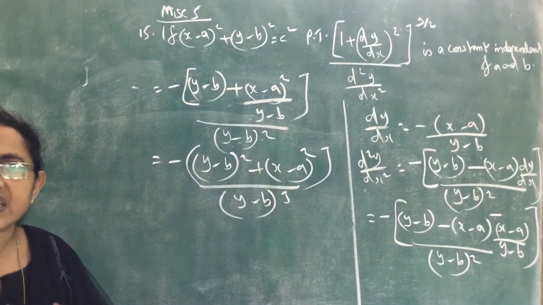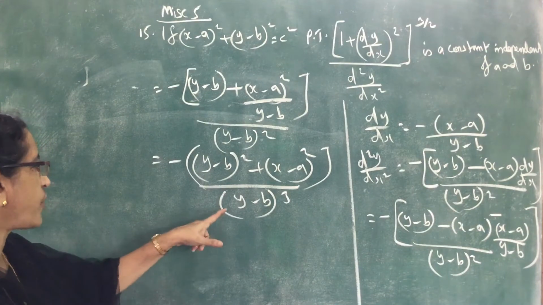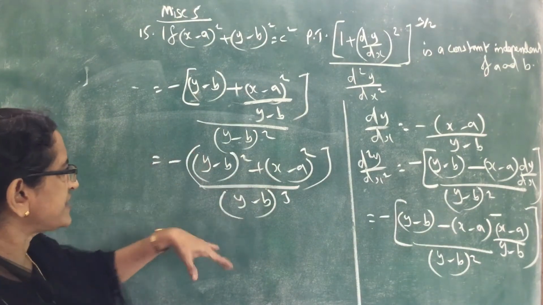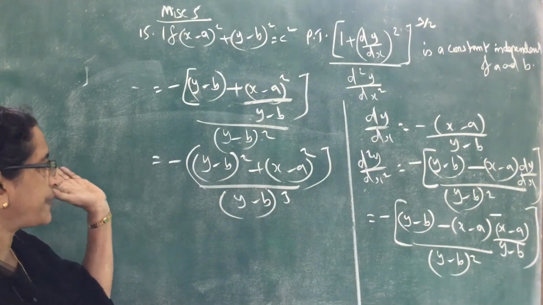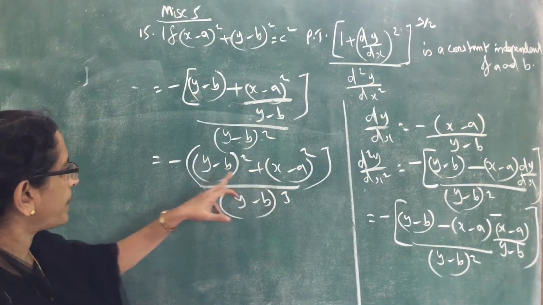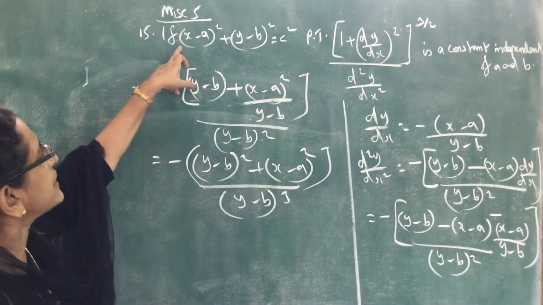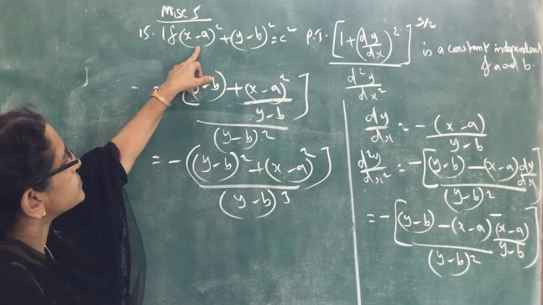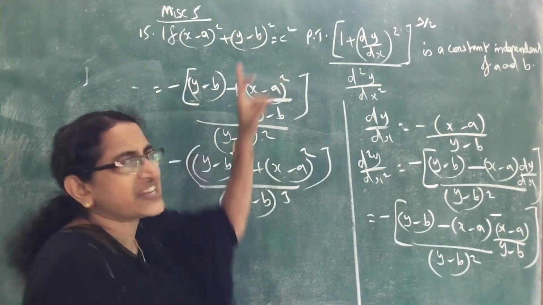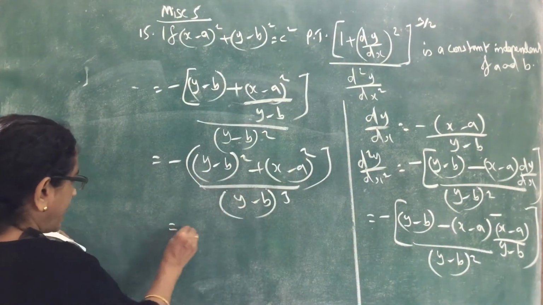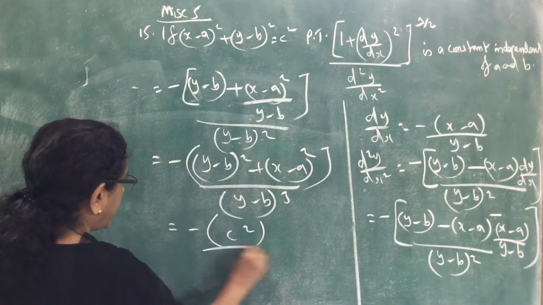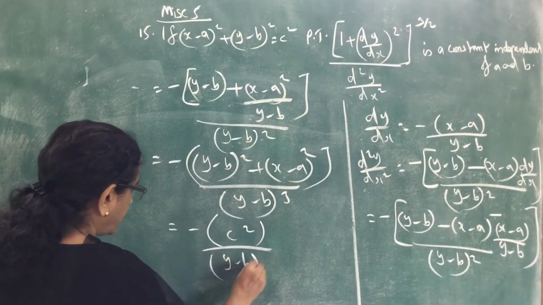So it becomes (y minus b) whole square into (y minus b), that is (y minus b) whole cube. Now (x minus a) whole square plus (y minus b) whole square equal to c square, that is the given equation. So we can substitute this in place of the numerator: minus of c square divided by (y minus b) whole cube.